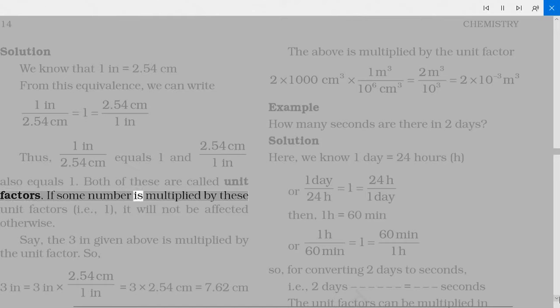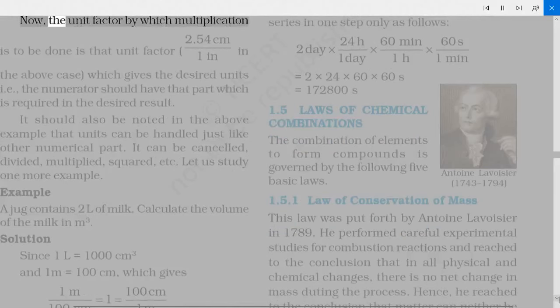If some number is multiplied by these unit factors, i.e., 1, it will not be affected otherwise. Say, the 3 in given above is multiplied by the unit factor. So, 3 in is equal to 3 in times 2.54 cm / 1 in, which is 3 times 2.54 centimeters, equal to 7.62 centimeters.